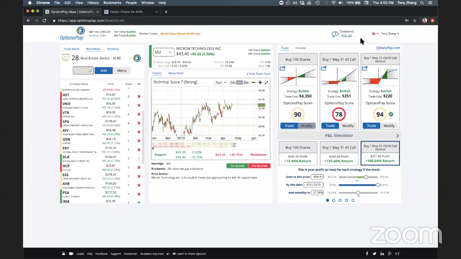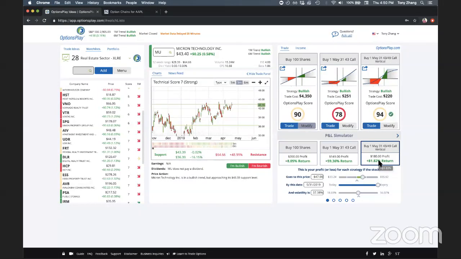So let's take a look at Micron here. 100 shares is $4,300. An at the money call option is $250. Buying that call spread brings your cost basis down to about $220 or so by selling that $49 call against it. So what did we say, that we thought it was going to go up to about 47 or so? If the stock rallies up to 47, that's an 8% return on the stock, 59% return on the call, 81% return on the call spread.